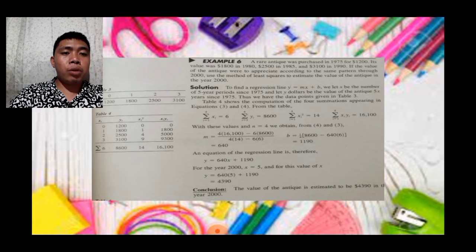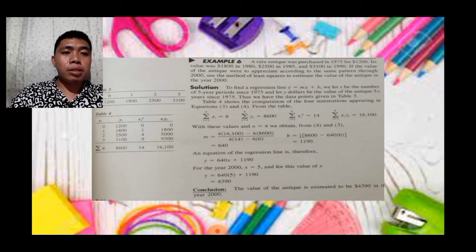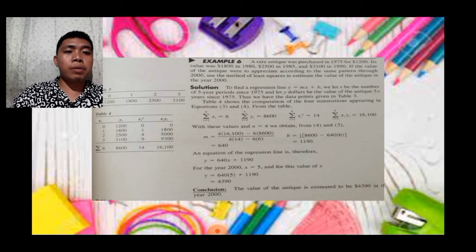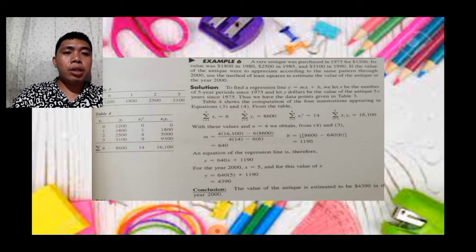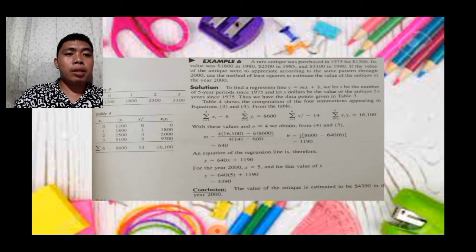Therefore, y is equal to 640x plus 1,190. For the year 2000, x is equal to 5, and for this value of x, y is equal to 640 times 5 plus 1,190 is equal to 4,390. Conclusion: the value of the antique is estimated to be $4,390 in the year 2000.